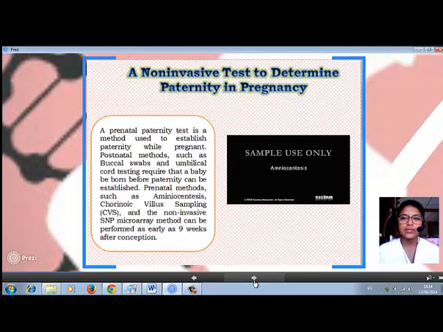A non-invasive test to determine paternity in pregnancy. A prenatal paternity test is a method used to establish paternity while pregnant. Postnatal methods such as buccal swabs and umbilical cord testing require that a baby be born before paternity can be established. Prenatal methods such as amniocentesis, chorionic villus sampling, and the non-invasive SNP microarray method can be performed as early as 9 weeks after conception.